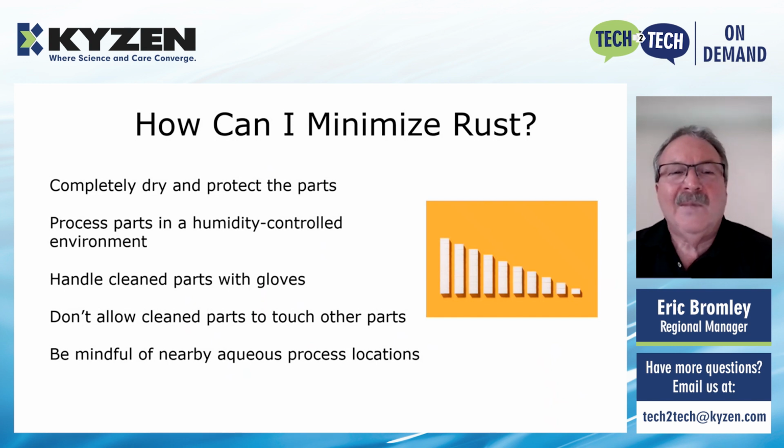Handling clean parts with gloves is important too, especially with some of the very sensitive surfaces I had mentioned, the machined surfaces. Just the finger oil on your hand can cause rusting. It looks like a snowflake or a starlight kind of rust, and it'll quickly migrate to areas you don't want it to be in. Don't allow any clean parts to touch each other. That's also key. As they touch each other, right at that point of contact, moisture can form, and it can start to rust there.